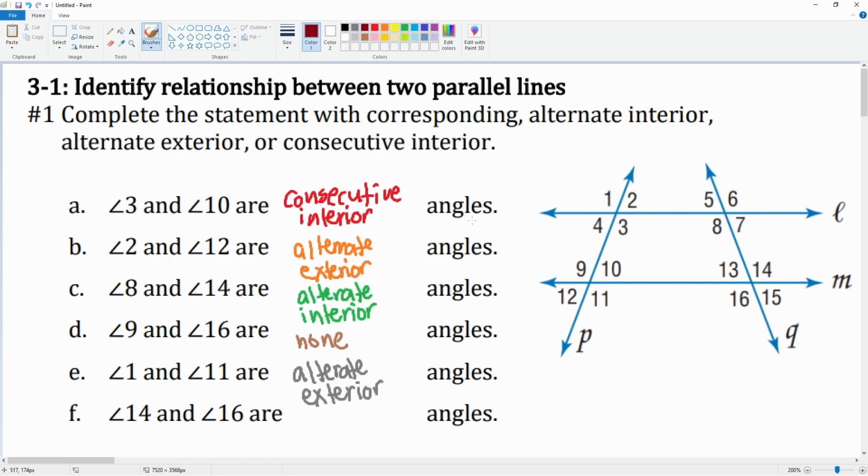Now let's take a look at 14 and 16. Angle 14 is here and angle 16 is here. This actually is not one of them. Okay, so you can say none because it's not really here. However, you can actually write vertical angles here because they're vertical from each other. Okay, they are reflections from each other. So I would say either vertical angles, or you can say it's not one of these pairs, right? So there you go.